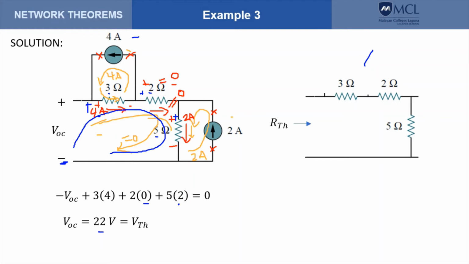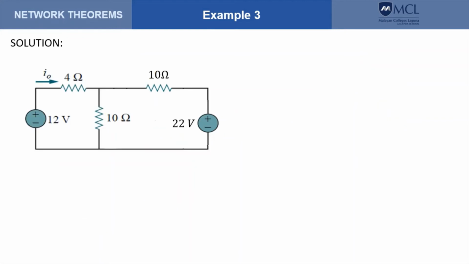Okay. And from the circuit, it's a simple series circuit. So therefore, you will get RTH to be equals to 100 ohms. Our modified circuit now becomes this one. So this circuit is much simpler compared to the original circuit.